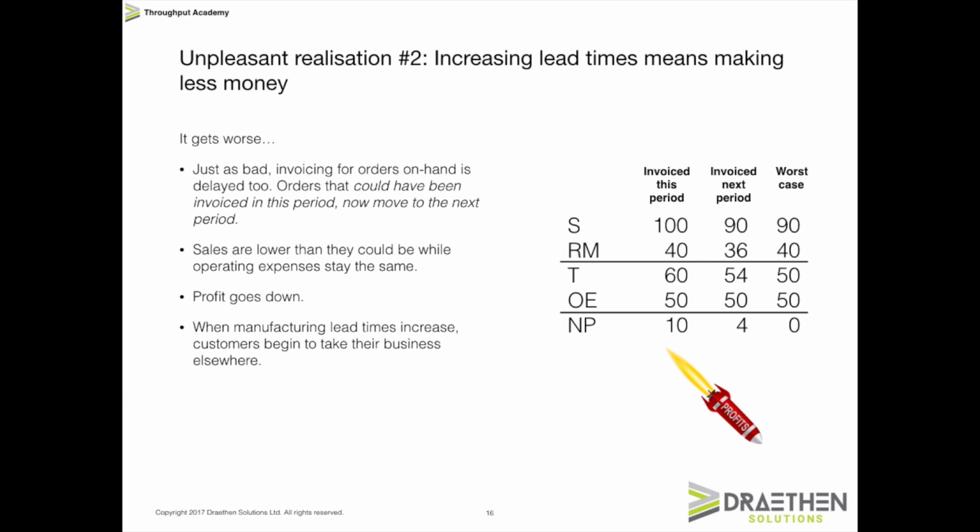Now, if you're lucky, you won't yet have paid for the raw material that you've used, in which case your raw materials will also be lower, but it could well be the case that you actually have to pay for your raw materials as well. Let's just look at the middle column there where it says invoice next period. So instead of sales being 100, they're actually 90. Raw materials might be 36 instead of 40, so your throughput goes to 54. Your operating expense stays the same.